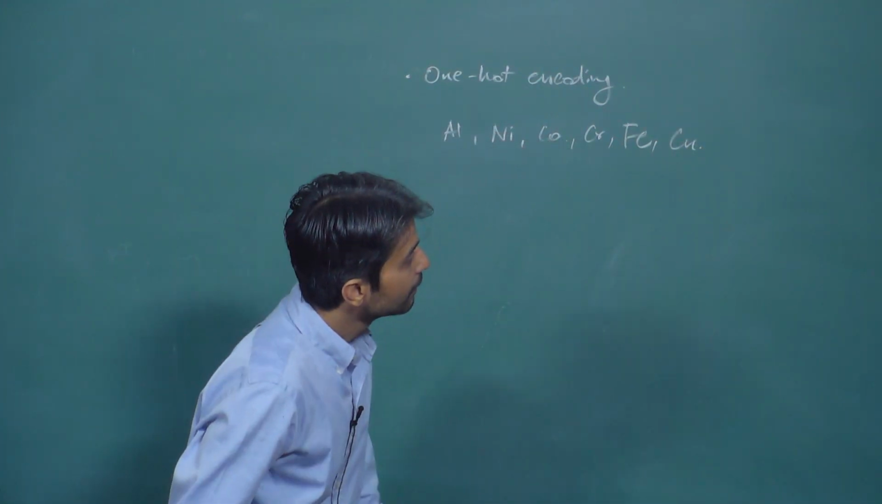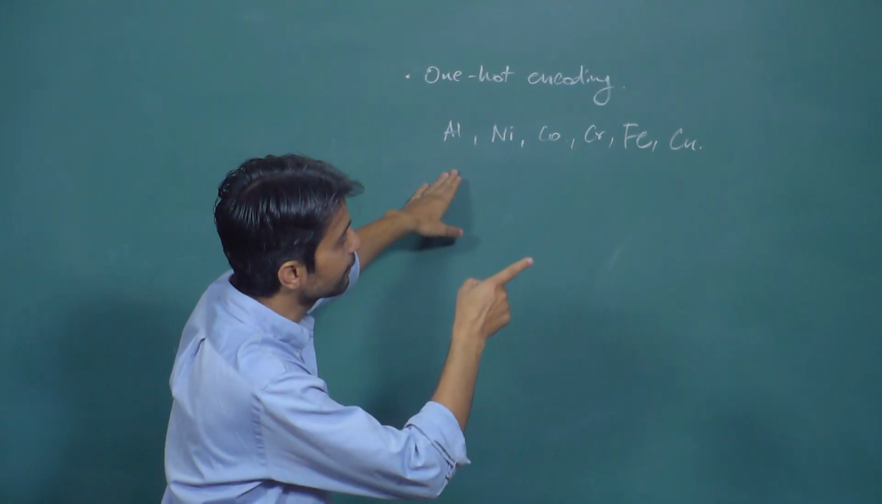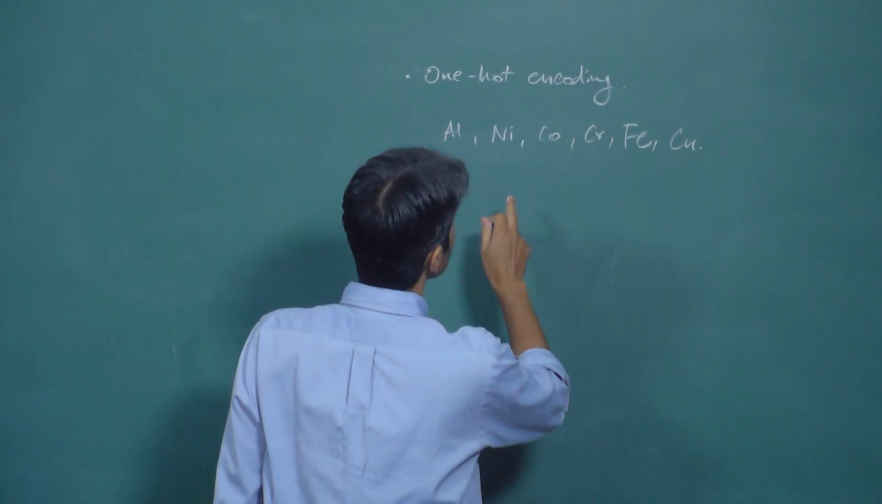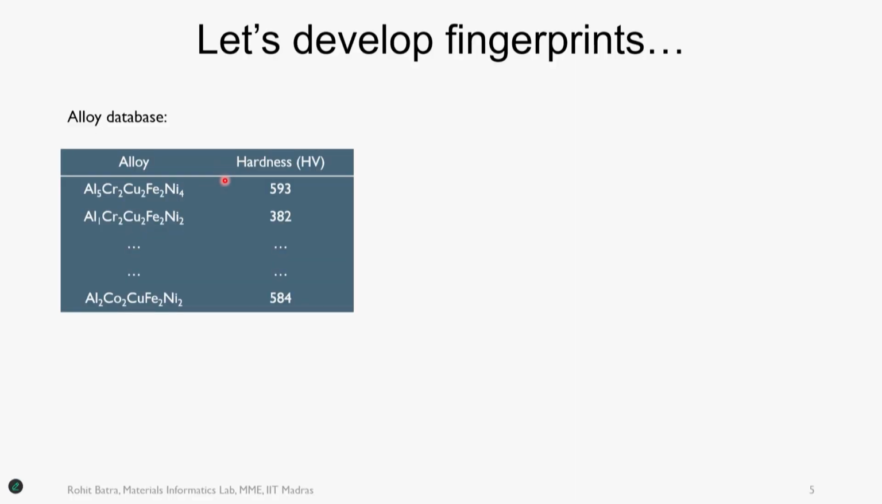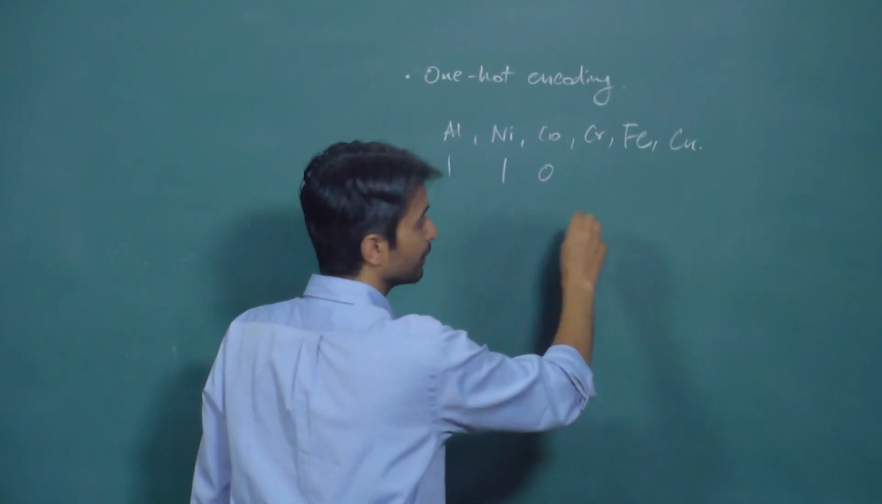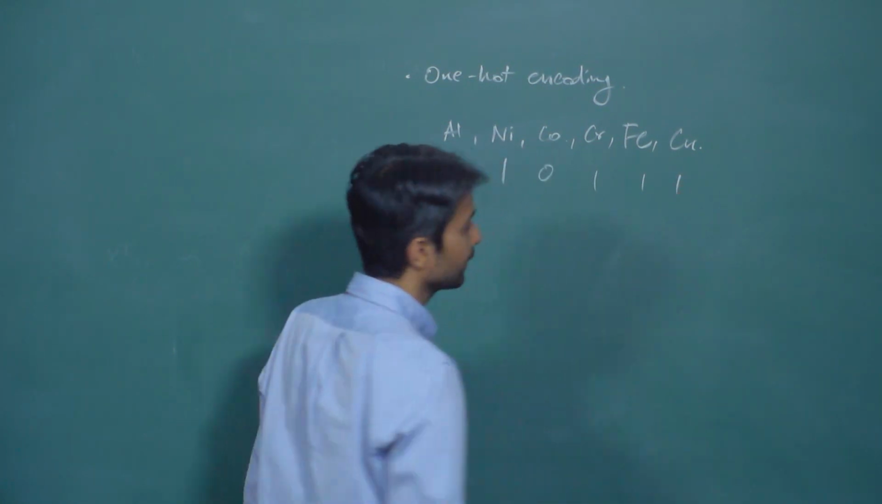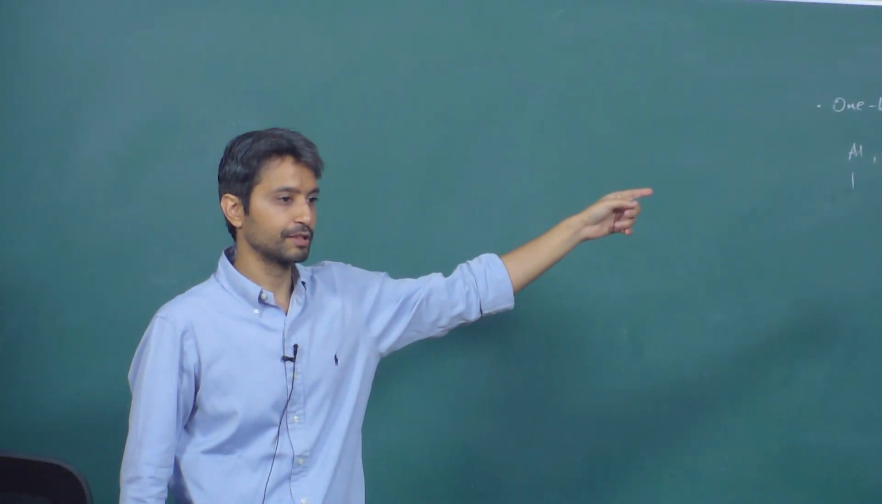So for one hot encoding of this, for the first case, aluminum is there, so 1. Nickel is there, so 1. Cobalt is there? No, so 0. Chromium is there, iron is there, copper is there. Did I repeat? Correct? So this is the one hot encoding of the first case.